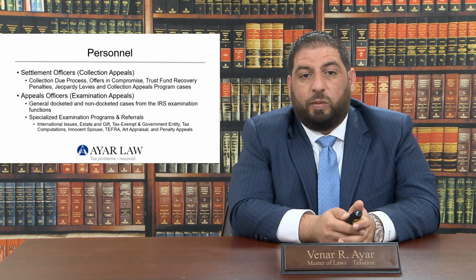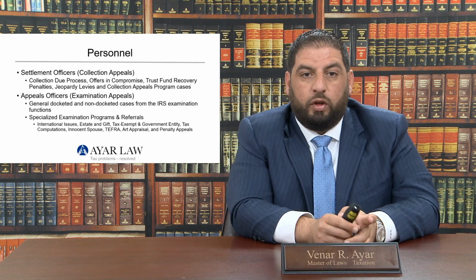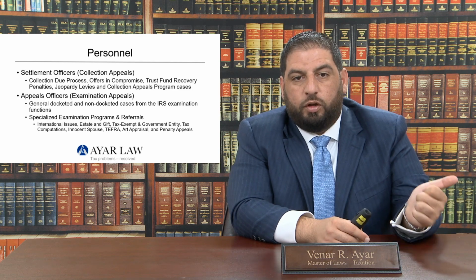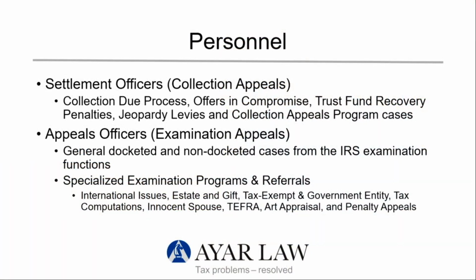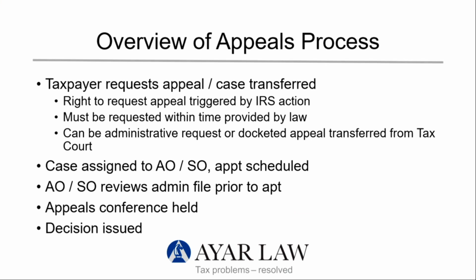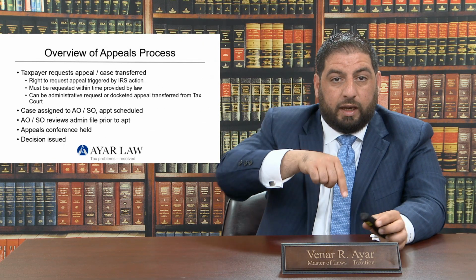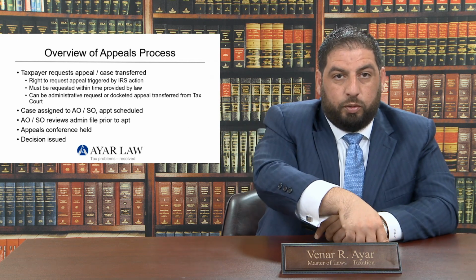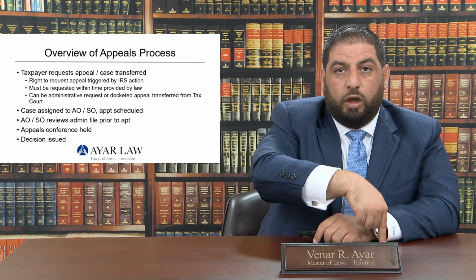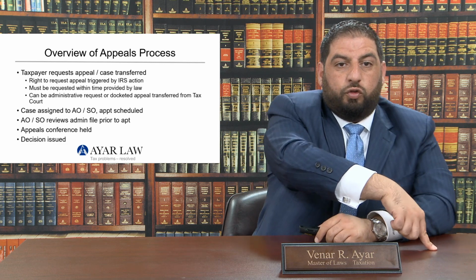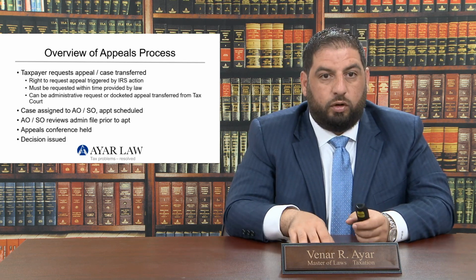They also handle specialized exam programs and referrals. They have an international department, an estate and gift department, so there are separate appeals officers for different types of issues. So basically the way the appeals process works, the taxpayer will request an appeal, or it gets transferred from the tax court. Remember I talked about the two ways. There's the non-docketed way where you request an appeal, or the docketed way where you file in court and the court sends you to appeals and the case is transferred.